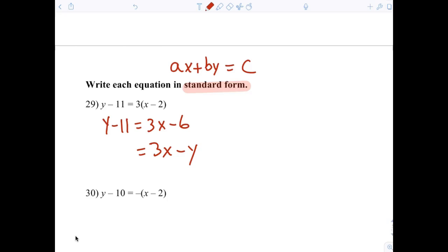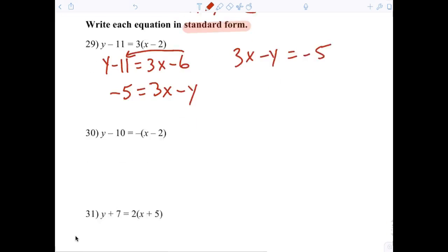negative 5, right? Equals negative 5. Because again, you're moving the negative 6 over here. All right? You agree with me on that now? So now your answer is 3x minus y equals negative 5. Standard form again, x and y on the same side of the equation, x is positive. All right, Miles, you're up. Let's give you a shot.